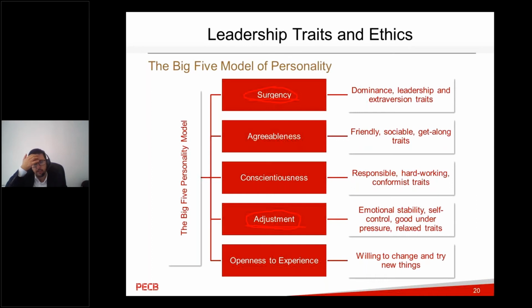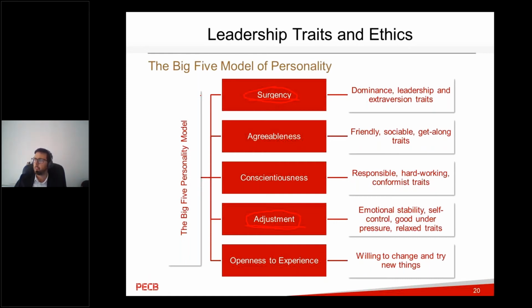When we talk about surgency or extraversion, we want to understand how comfortable one person is with relationships, how a person deals with others or when he is in the presence of other people. Usually extroverts tend to maintain a large number of relationships, so they have a big social group, whereas the opposite is true for introverts. They tend to be reserved and have fewer relationships.